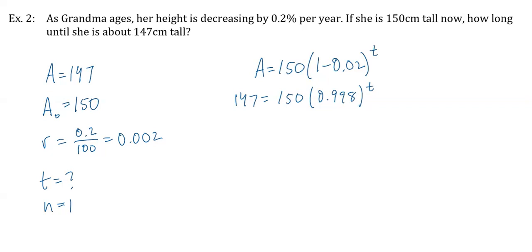Same first step, divide both sides by 150. 147 divided by 150 gives me 0.98. And that is exact, that's not rounded, and you wouldn't want to round that. You'd want to keep it the way it is. Yeah, sorry, I'm missing a 0 there. Thank you.